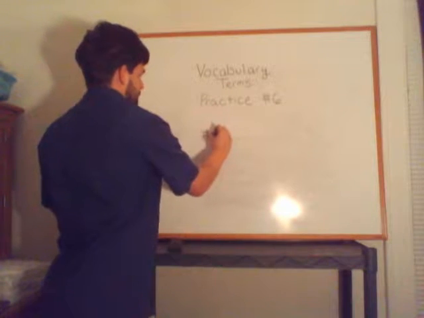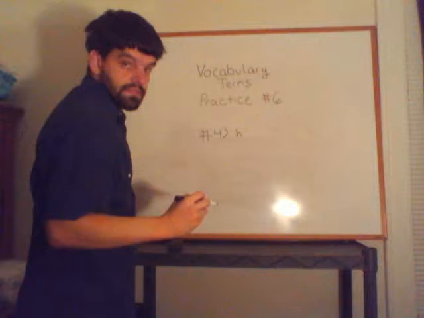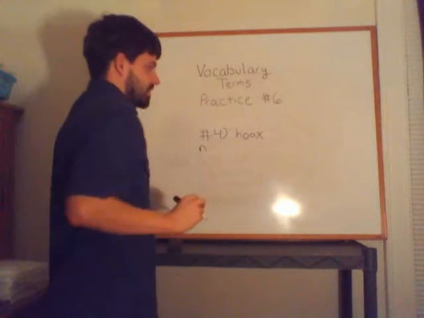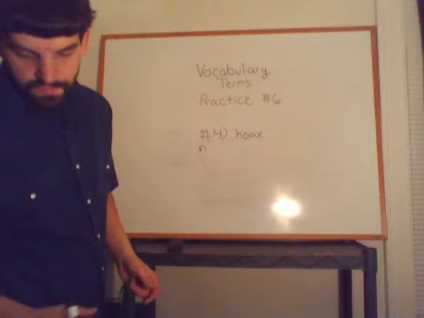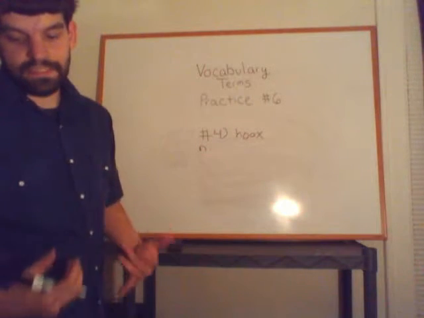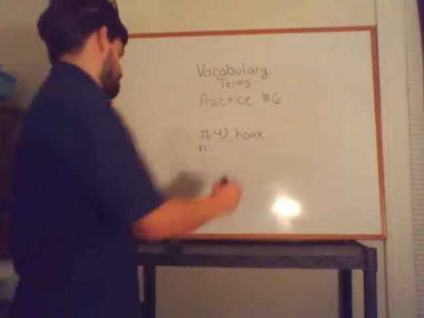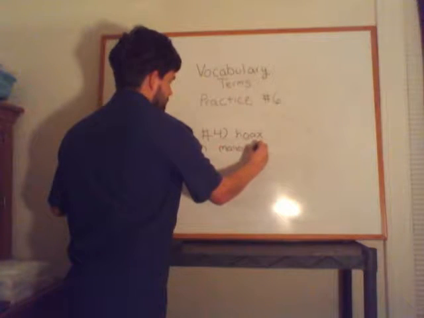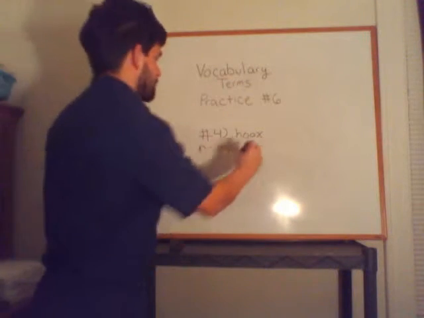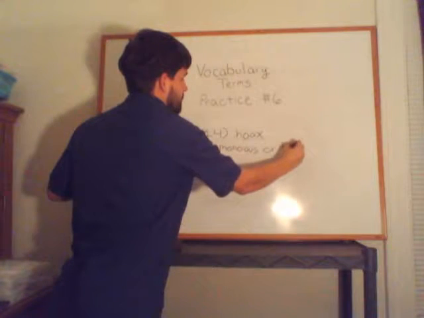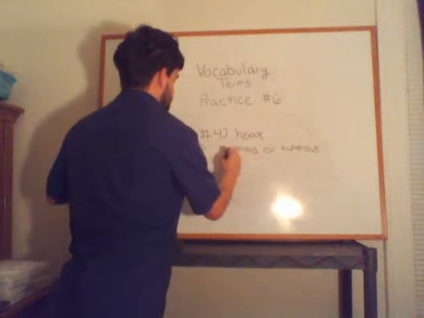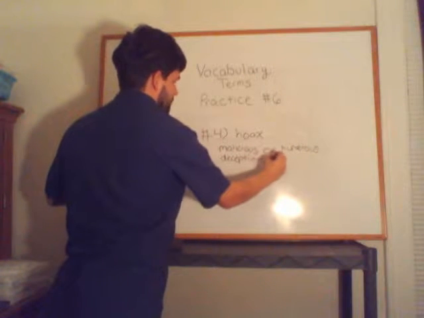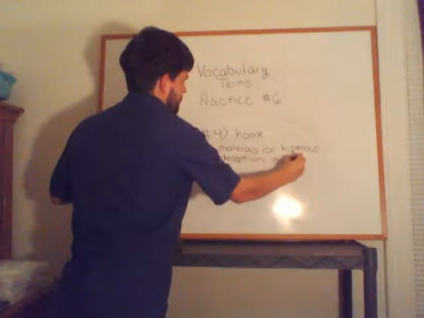So our next word is the word hoax. It is spelled H-O-A-X. Hoax is a noun. It's a person, place, animal, or thing, and it is defined as humorous or malicious deception, to deceive with a hoax. So malicious or humorous deception. Deceive with a hoax.